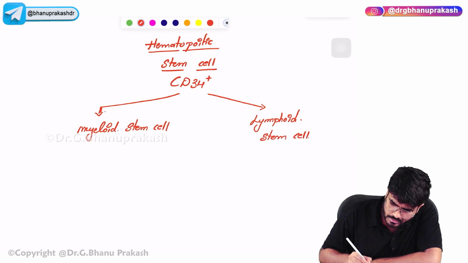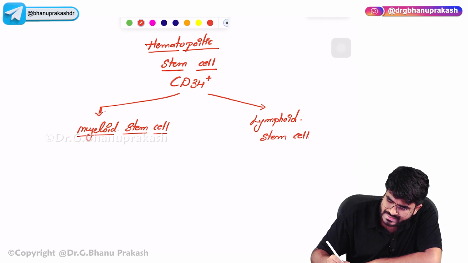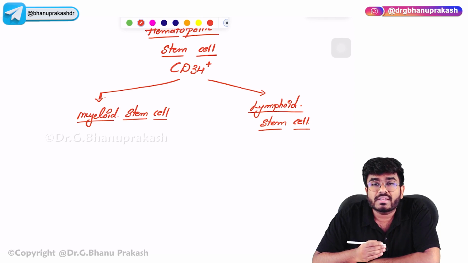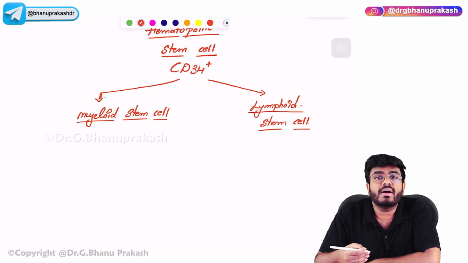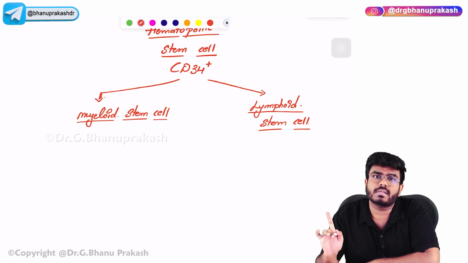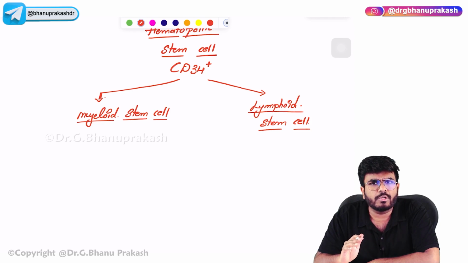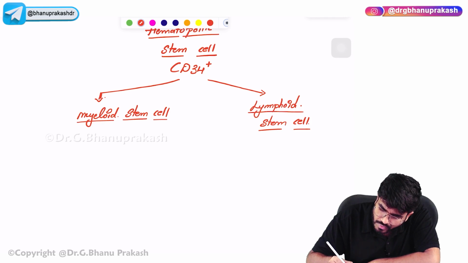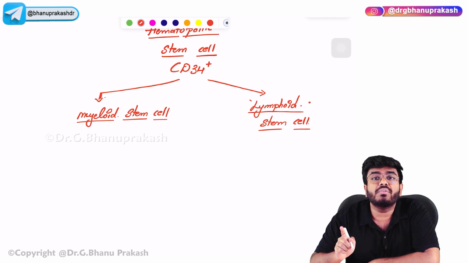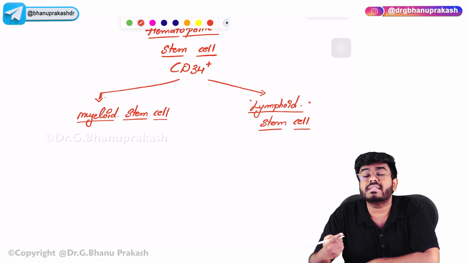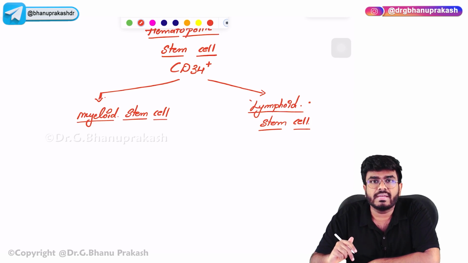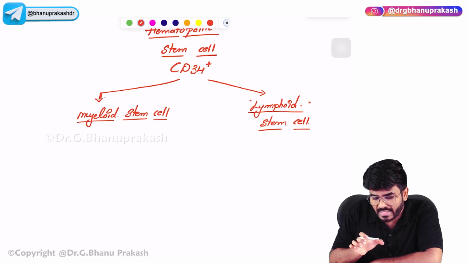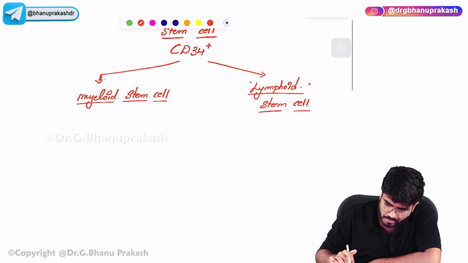Now my question to you. What exactly is a myeloid stem cell and what exactly is a lymphoid stem cell? The myeloid stem cells will divide and form all the blood cells. All different types of blood cells are going to come from the myeloid stem cells: RBC, WBC, platelets, all except lymphocytes. From the lymphoid stem cells, it's the lymphocytes, which are B lymphocytes and T lymphocytes. So lymphocytes come from the lymphoid stem cell, but all the other blood cells come from the myeloid stem cell.